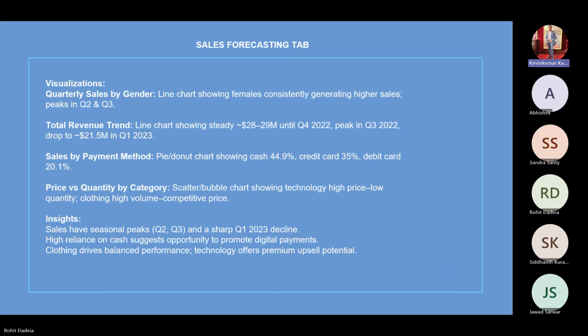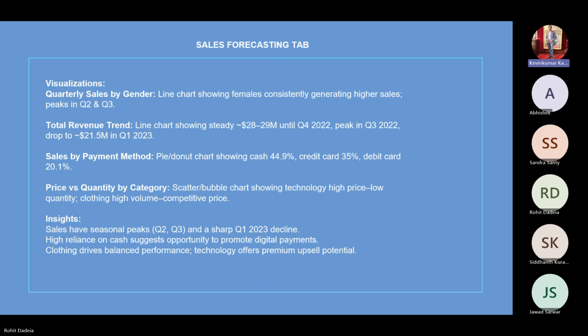After that, we used a line chart for the total revenue trend, and its line peaks in quarter 4 2022 and drops down in the first quarter of 2023. And then we also used pie and donut charts to show sales by payment method, and cash payment is 44.9 percent, and credit card 35 percent.